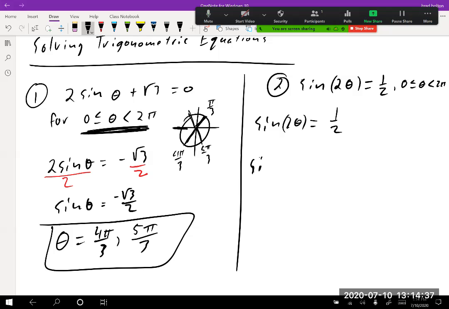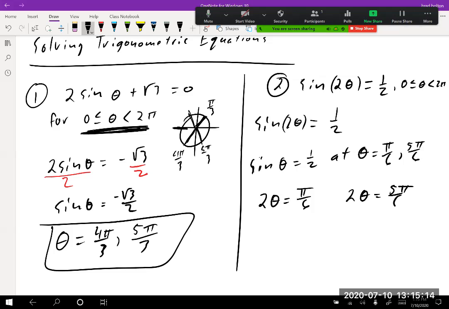So sine of theta would equal 1/2 at theta equals, let's see here, pi over 6, and also at 5 pi over 6. All right, that would be when sine of theta is that. But the problem is we do not have sine of theta. We have sine of 2 theta. So then we need to figure out when would 2 theta equal pi over 6, and when would 2 theta equal 5 pi over 6.